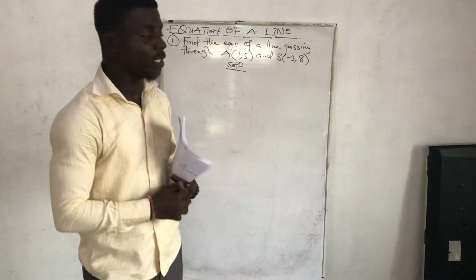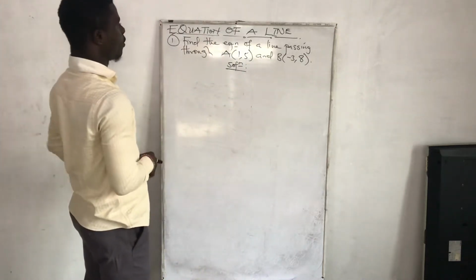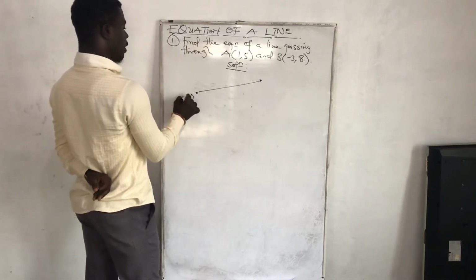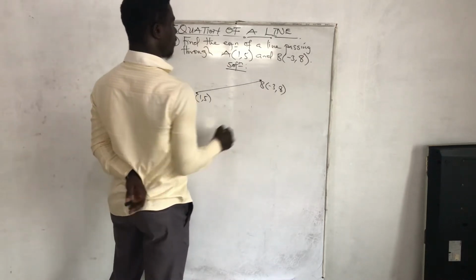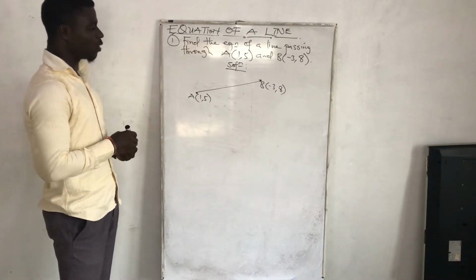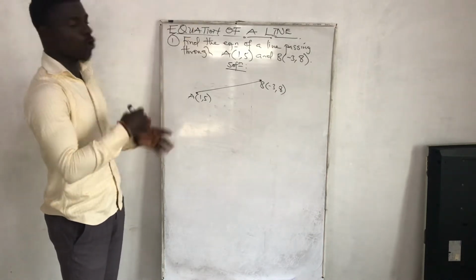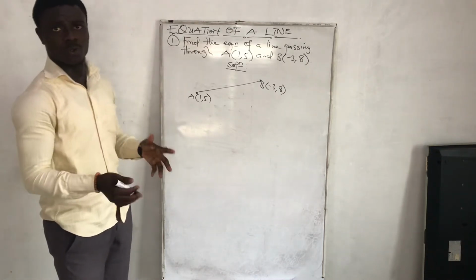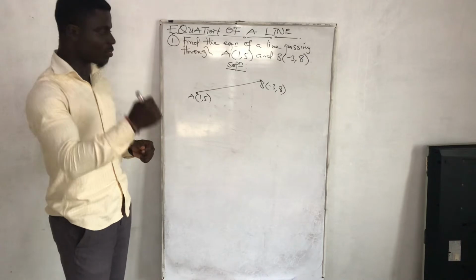So this time around, they've given us 2 points. How can we find the equation of that line? Let's assume that point A is 1, 5 here, then point B is -3, 8 here. If you want to find the equation of that line, you can first find the gradient, because we don't know the gradient, whether the line is increasing, decreasing, a vertical line, or a horizontal line. We don't know, so we have to find the slope, or the steepness, or the strength of that line.